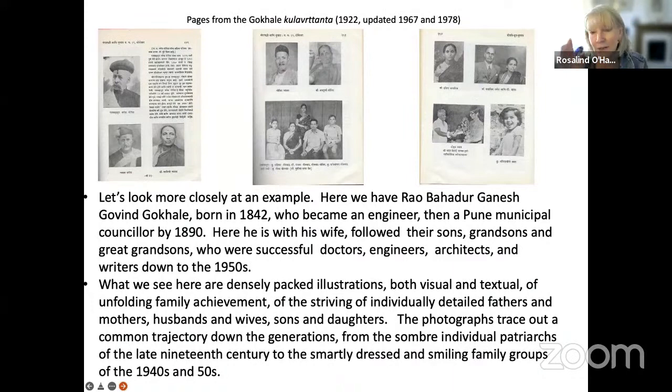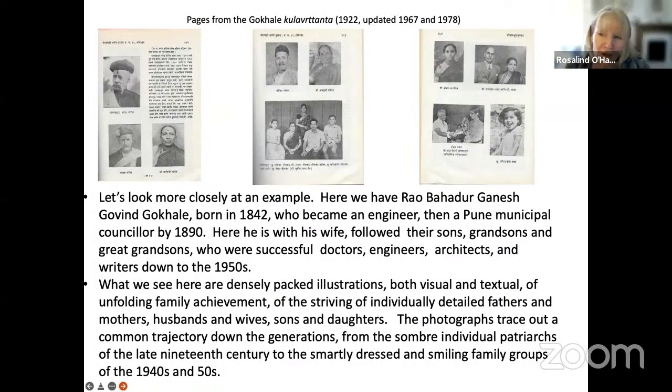And I've chosen this one because the photographs are so good. And this is the Gokhale Kulavratanta, first written in 1922. It was again updated in 1967 and then again updated in 1978. So it is now, let me show you, a book of some hundreds, in fact, some 1,200 pages. So you can see what a substantial book it was by 1978.